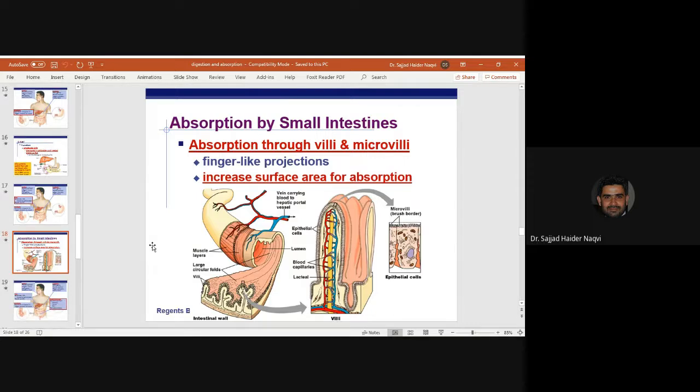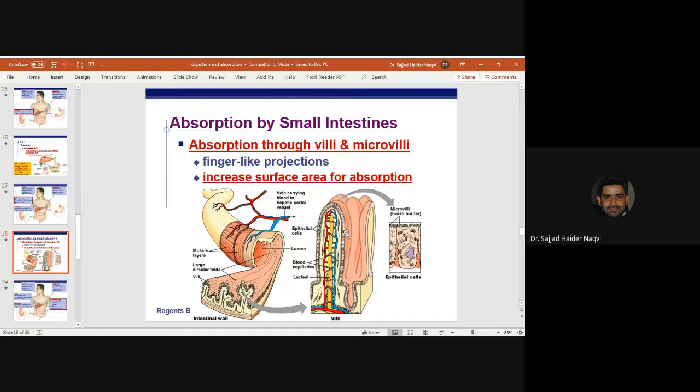The next two parts of the small intestine are involved in the absorption process. If you can see the picture, as I said, the small intestine is very long, but it's convoluted. It's adjusted in a way that it has a lot of foldings. So this one is a small folding. If you can see this picture, this is called villi.